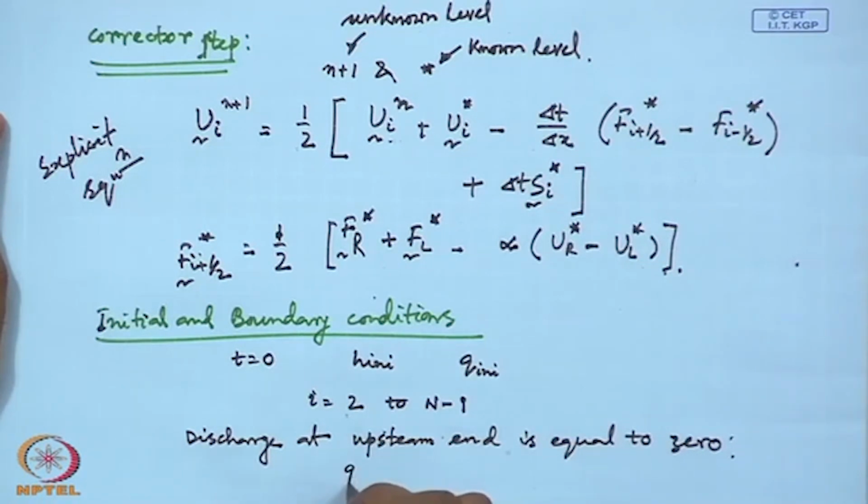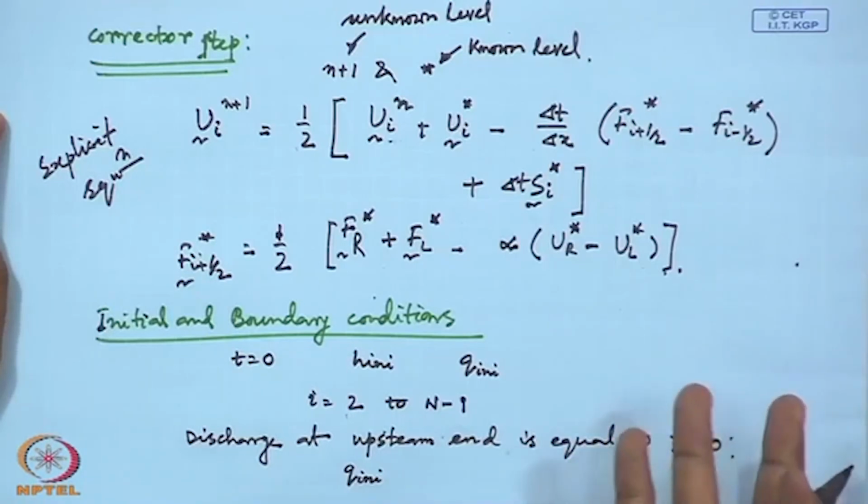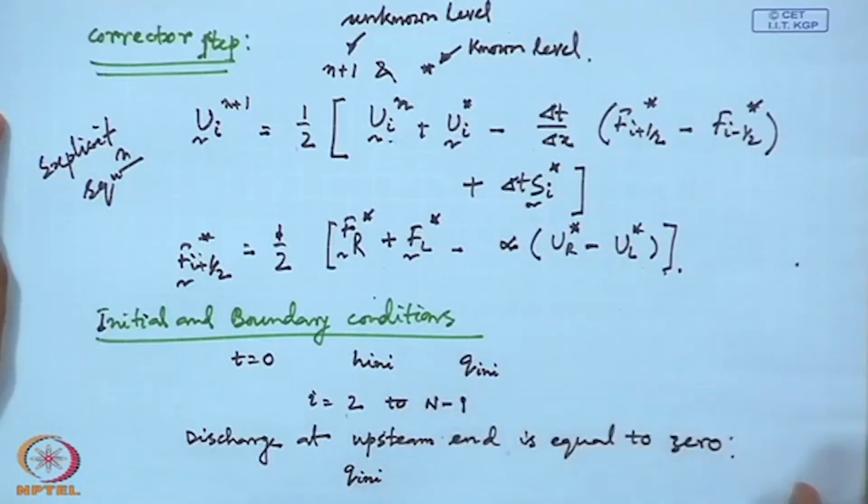However, one initial discharge is specified to remove the singularity, but it should be sufficiently small compared to the other values.